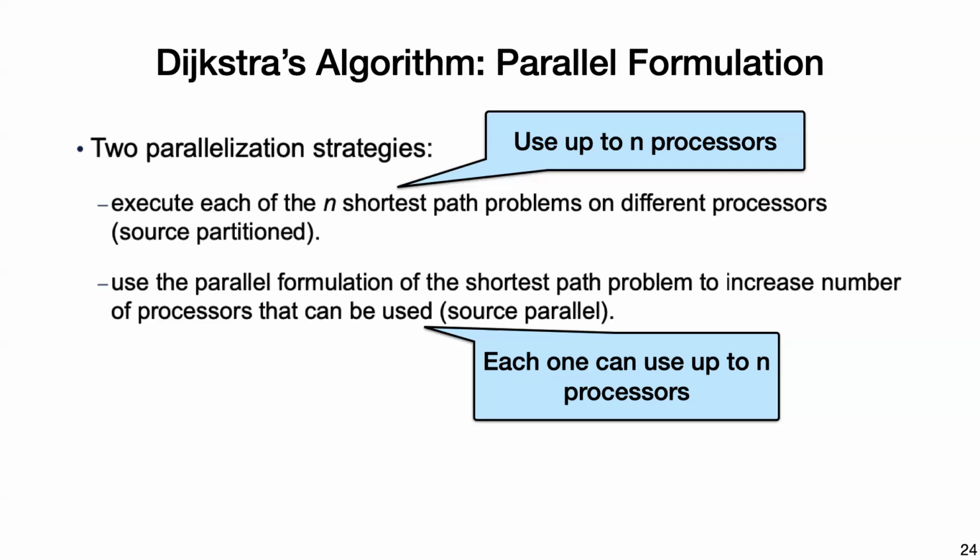And that is nice, you don't have to do any communication. You don't have to think about how to do parallel steps. You just run the serial algorithm on different processors. So that uses up to n processors. And if you have more than n processors, then you can use the parallel version that we just talked about to do inner parallelization of Dijkstra's algorithm. And that would increase the number of processors that you can use. Each one can use up to n processors as well. So in total, you could use n squared processors.